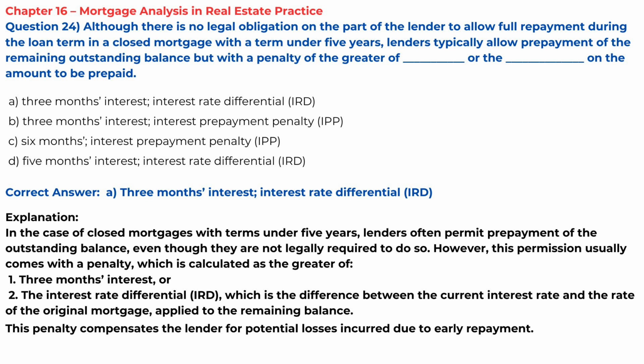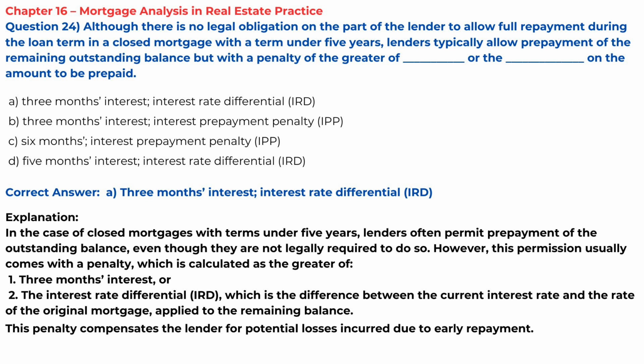Question 24. Although there is no legal obligation on the part of the lender to allow full repayment during the loan term in a closed mortgage with a term under 5 years, lenders typically allow prepayment of the remaining outstanding balance, but with a penalty of the greater of blank or the blank on the amount to be prepaid. Correct answer: A. 3 months interest, interest rate differential, IRD.